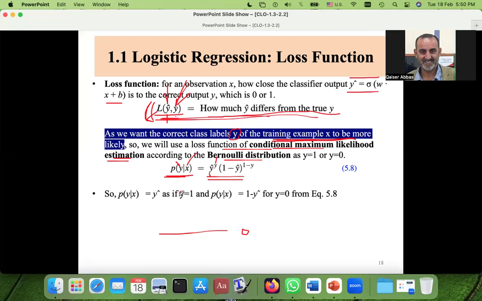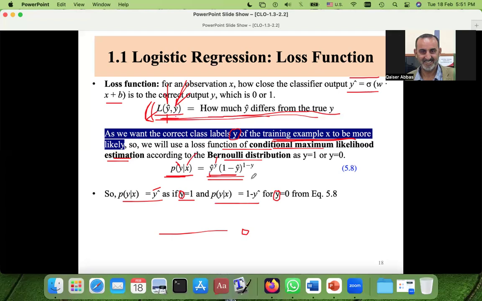Now, if the class y which is available in your data is predicted, put the value y equal to 1 in this equation, and you will get your probability of y given x, ŷ, from this equation. And if the class which is available in your data is not predicted, meaning 0, the opposite side, then put that value in this equation and you will get this thing from equation 5.8.